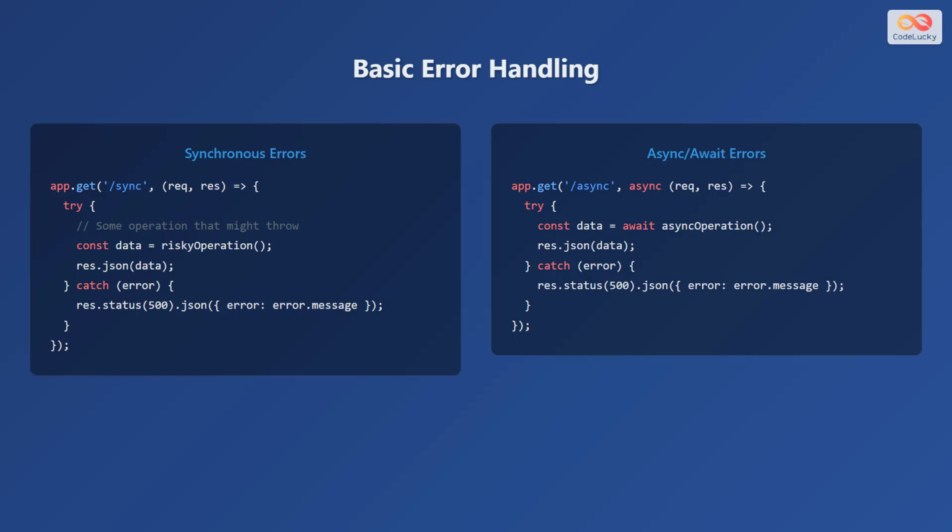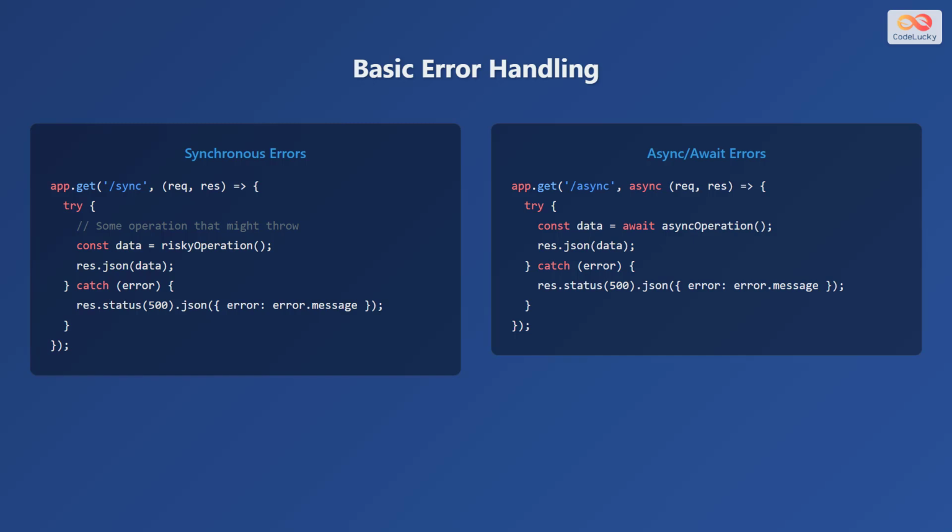Let us see how to handle basic errors. First, synchronous errors. To handle synchronous errors, you can use a try-catch block within your route handler. Here's an example. You define a route using app.get for a path called /sync. Inside the route handler, you wrap the code that might throw an error, like a risky operation, in a try block. If an error occurs, it will be caught in the catch block, where you can then send an appropriate error response to the client, such as a 500 status code with a JSON payload containing the error message.